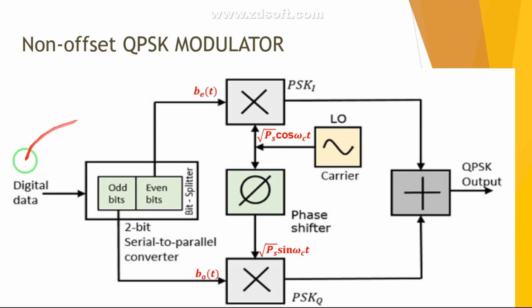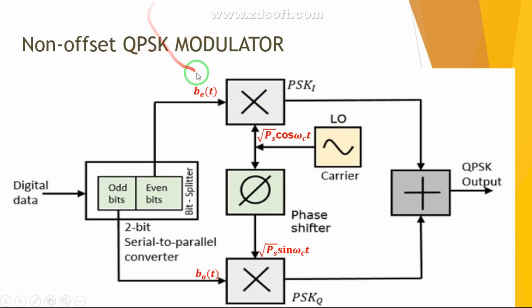And these variations take place because of what? This b of OT and b of ET, when there is a change of the phase of the transmitted signal. But the amplitude changes are more pronounced, or more observable, in what? In this non-offset QPSK.